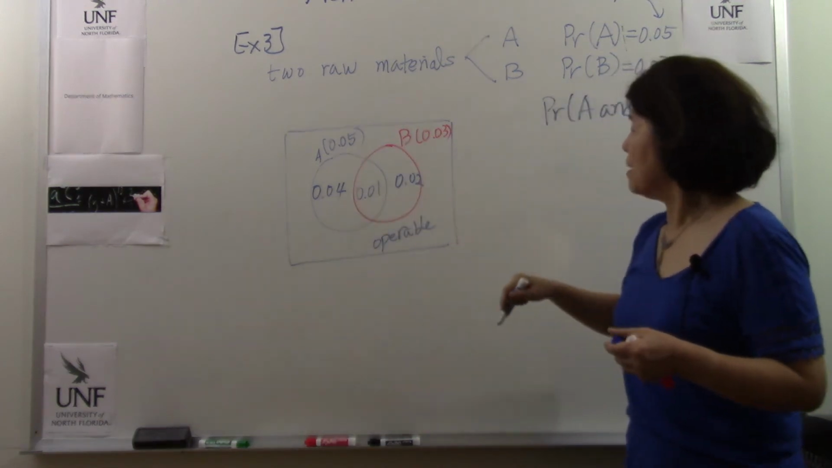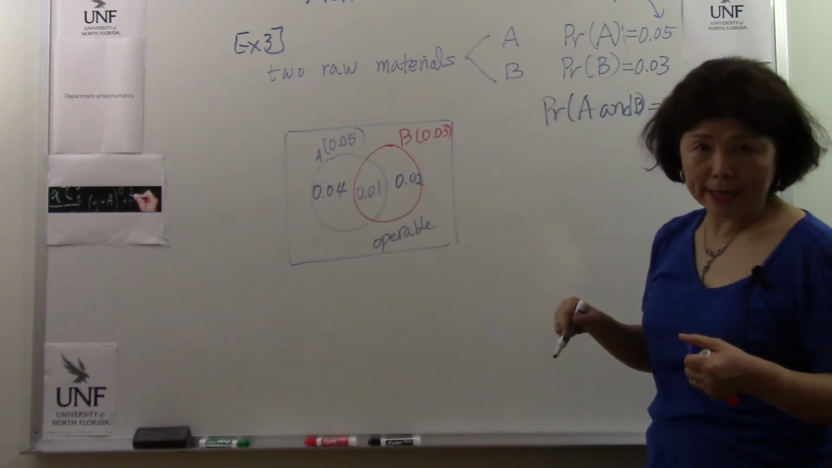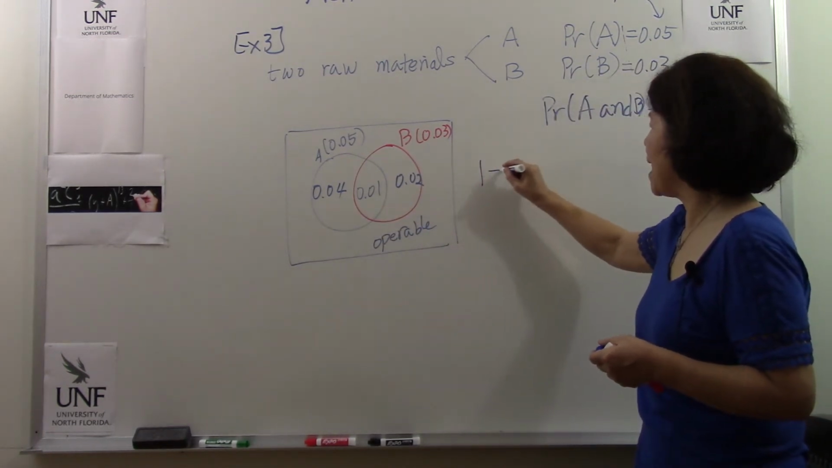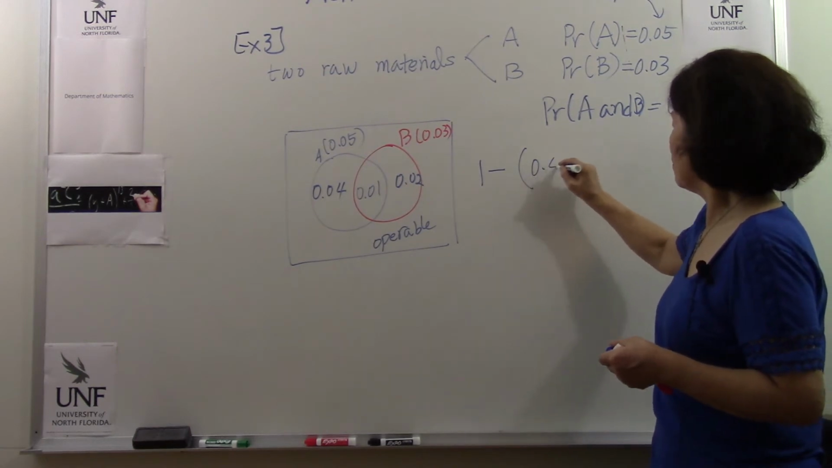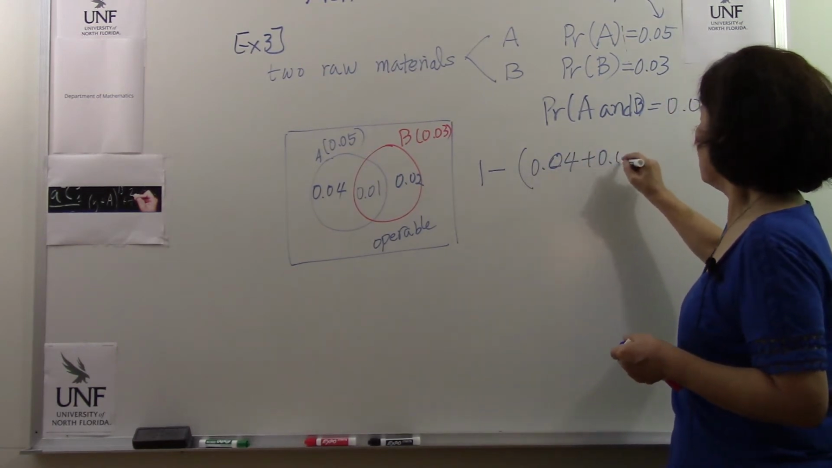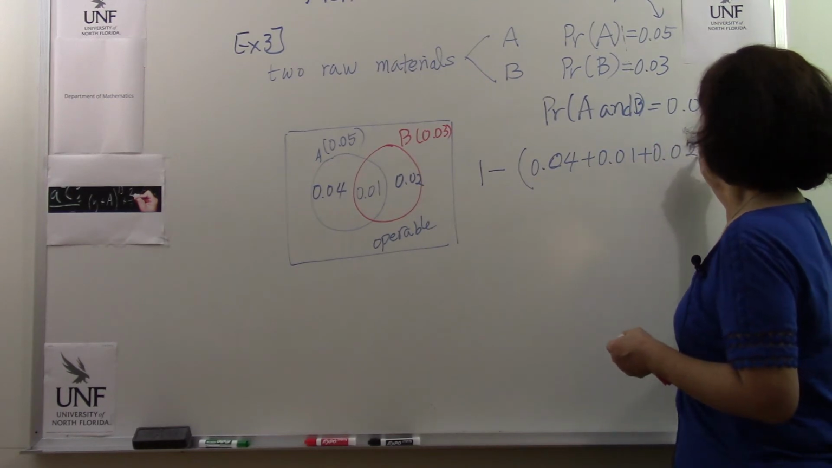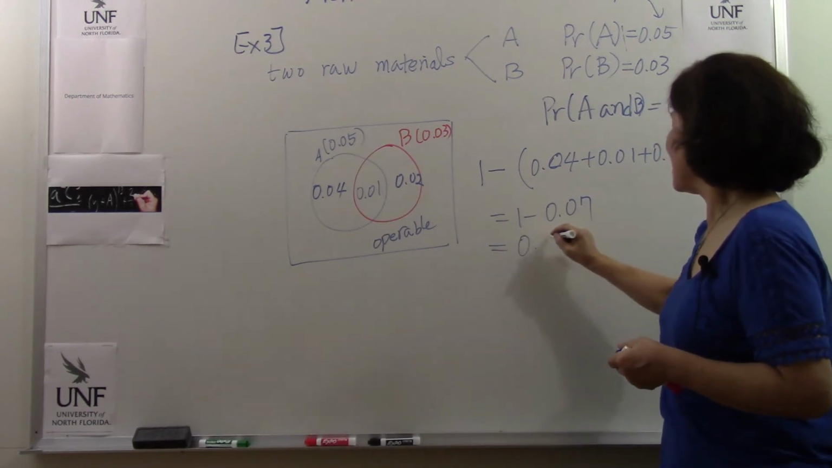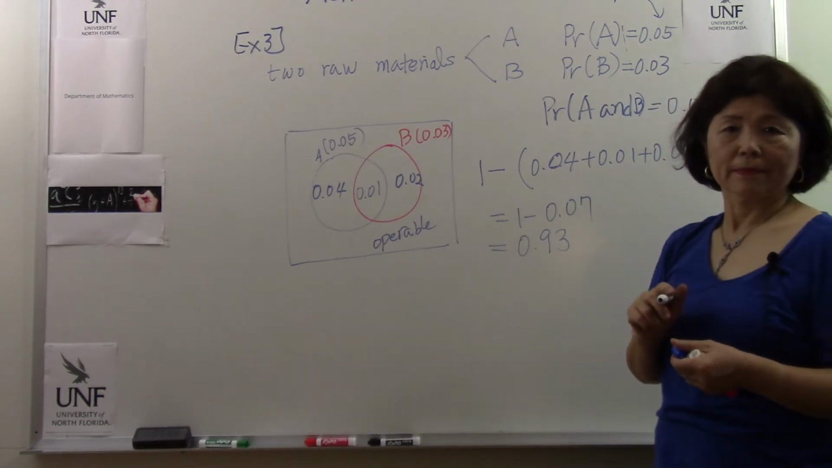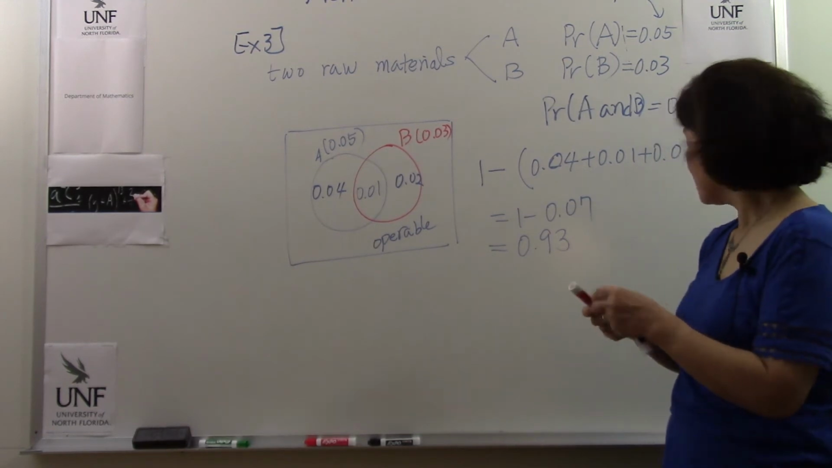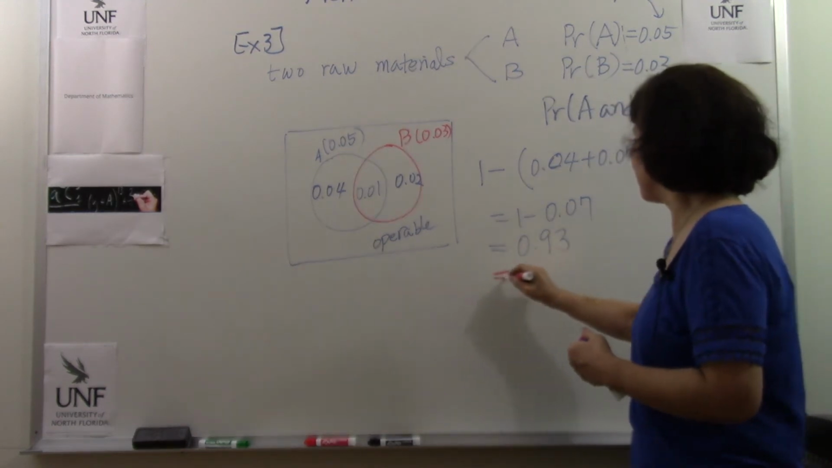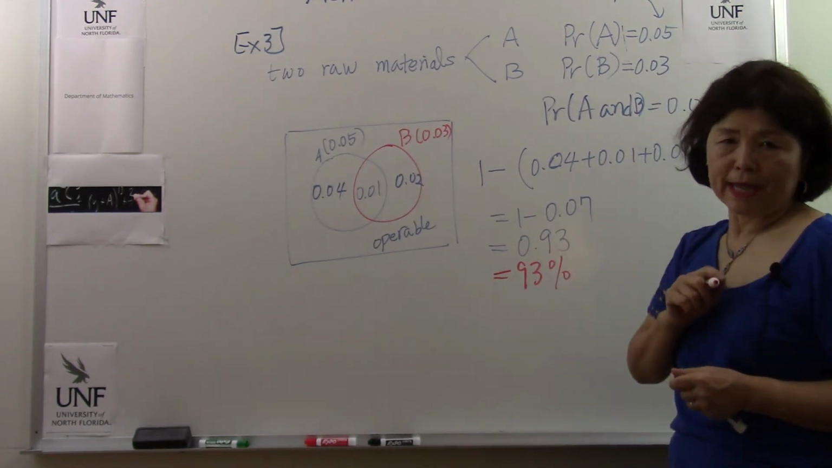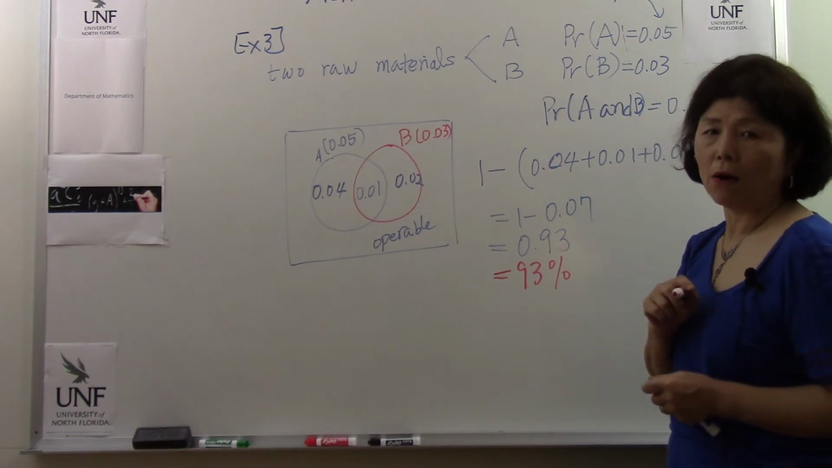So what do you have? These things together add up to 0.07. So the operable time means 1 minus, okay, add them up, 0.04 plus 0.01 plus 0.02. Therefore, 1 minus 0.07, which is 0.93. So how can you say? Yes, 0.93, that is 93% of the time. Yes, 93% of the time the factory is operable.